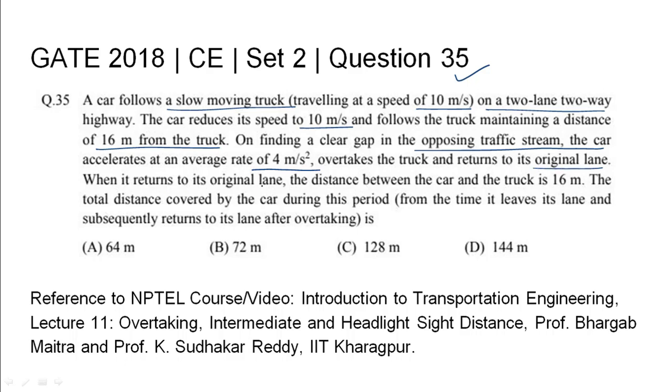When it returns to its original lane, the distance between the car and the truck is 16 meter. The total distance covered by the car during this period when it leaves the lane and subsequently returns to its lane after overtaking is. The four options given are A 64 meter, B 72 meter, C 128 meter and D 144 meters. The relevant NPTEL reference has been cited.